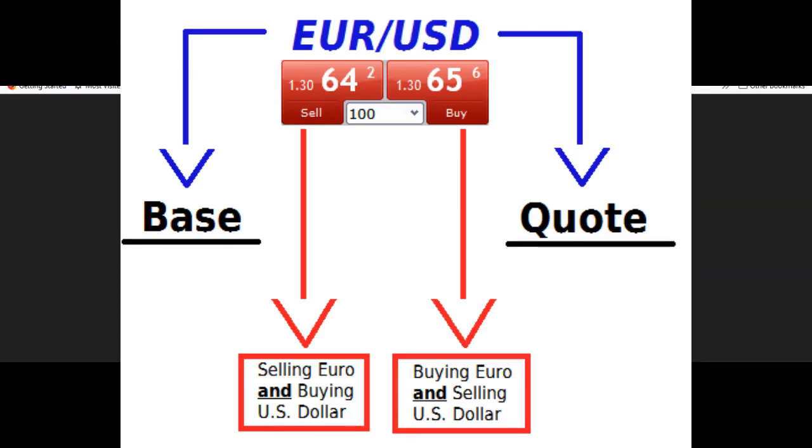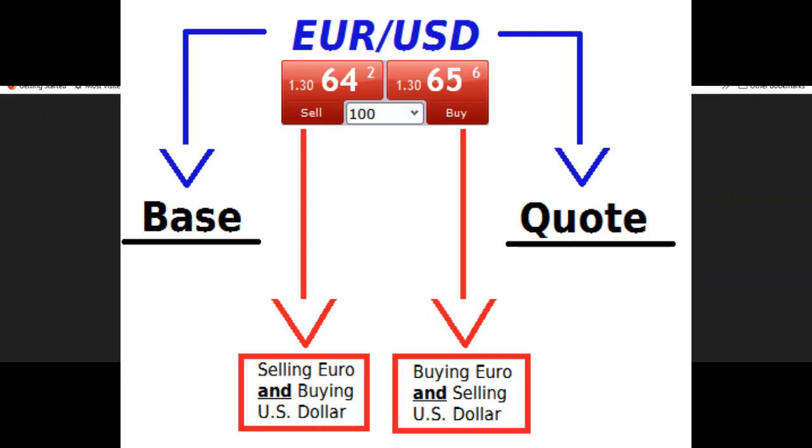Still full of turkey, and it's the euro versus the USD. Okay, it's a great screen cap because it really illustrates something. On the left side of this currency, there's the euro. This is the base. On the right side of the currency, there's the USD. This is the quote. Now here's what a lot of guys don't really understand. 90% of people trading don't get this.